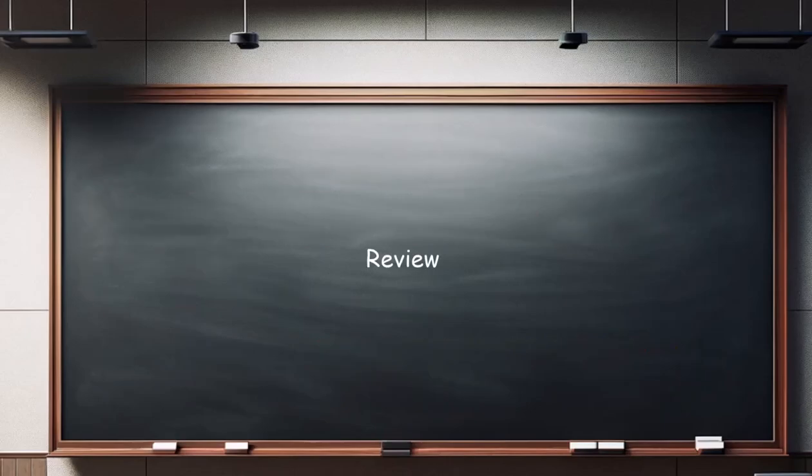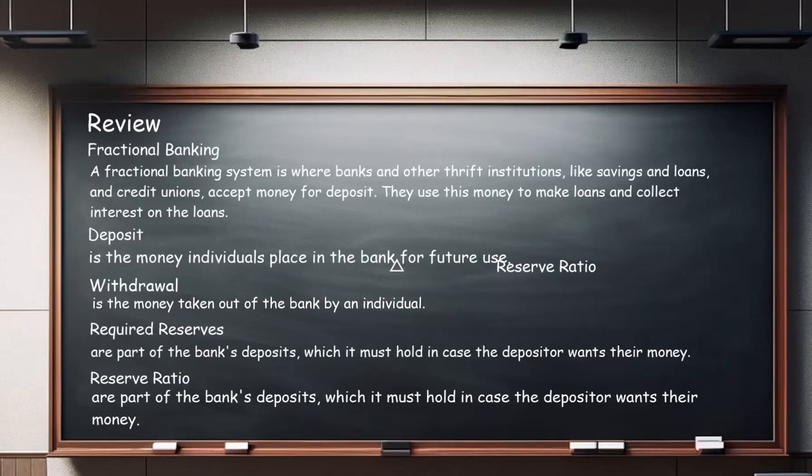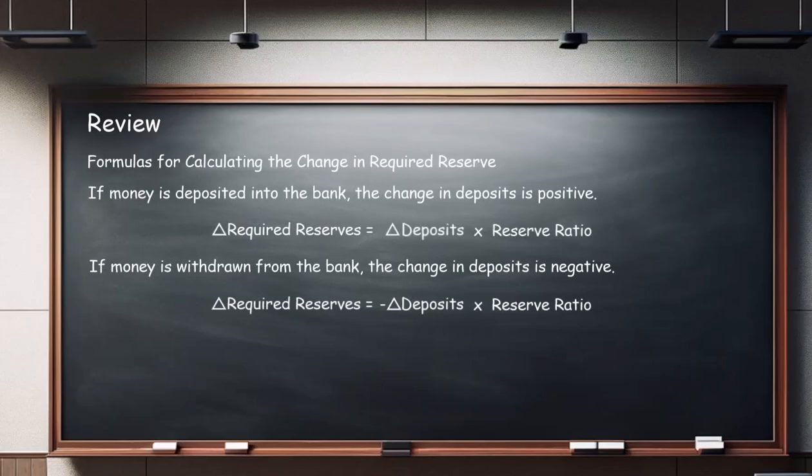One of the essential pieces of knowledge for understanding modern fractional banking is the idea of required reserves, and an important skill is calculating the change in the amount of required reserves a financial institution needs to hold. The video reviewed some key terms associated with fractional banking, including fractional banking, deposits, withdrawals, reserve ratio, and required reserves. The video also introduced the formula for calculating the change in required reserves. If the problem asks about the change in the reserve requirements due a deposit, the formula is required reserves equal deposits times the reserve ratio.